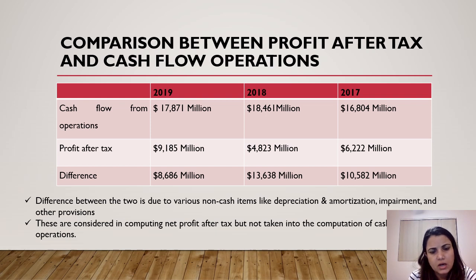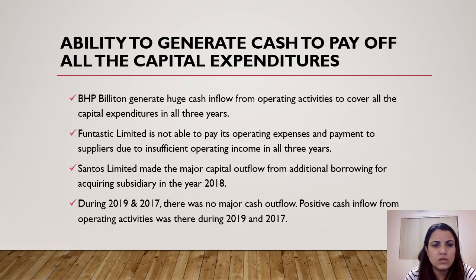So here is profit after tax as well as the difference. The difference between the two is due to various non-cash items like depreciation and amortization, impairment, and other provisions in this table. I hope you understand this table very well. So moving to other slides, this is all about the ability to generate cash to pay off all the capital expenditure.